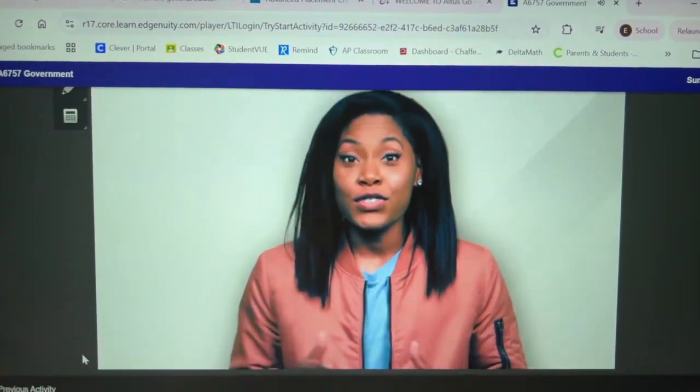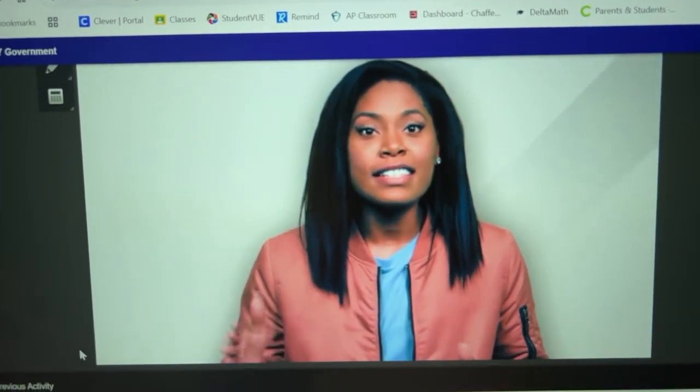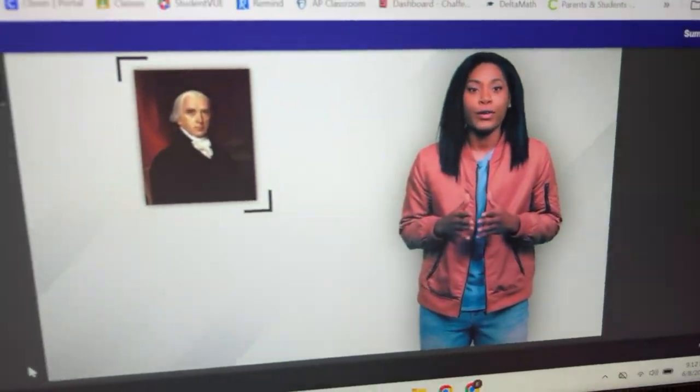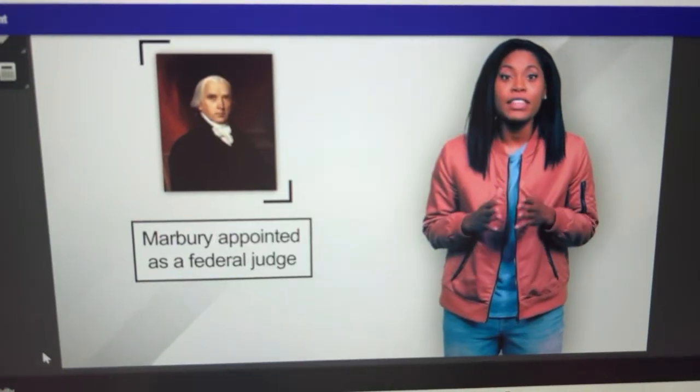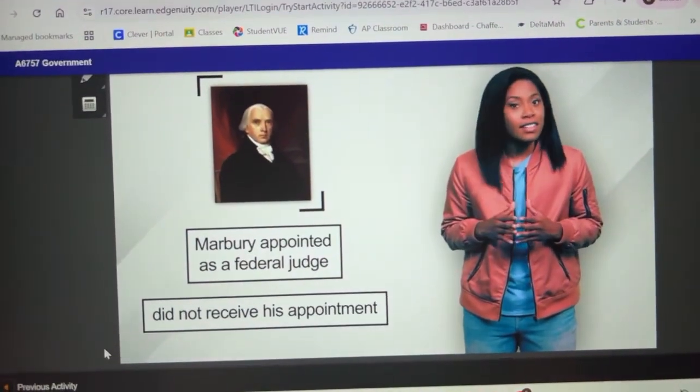If you're interested in constitutional law, you'll definitely want to know about Marbury versus Madison. It's one of the most important cases in Supreme Court history. Let's look at some background. William Marbury was appointed to be a federal judge by President John Adams. But this was right when Adams was leaving office and Thomas Jefferson was about to begin his first term as president. And Marbury didn't get the job he was promised.